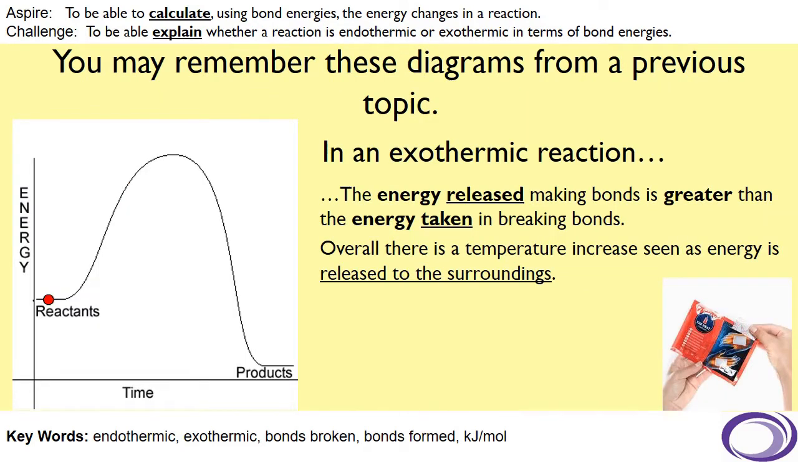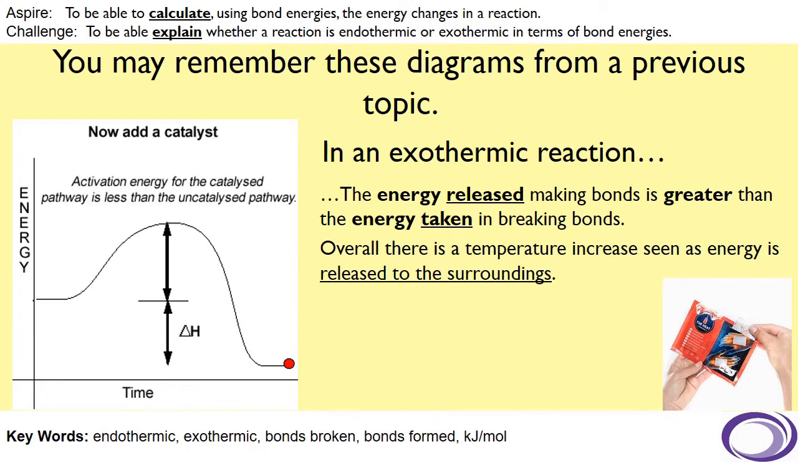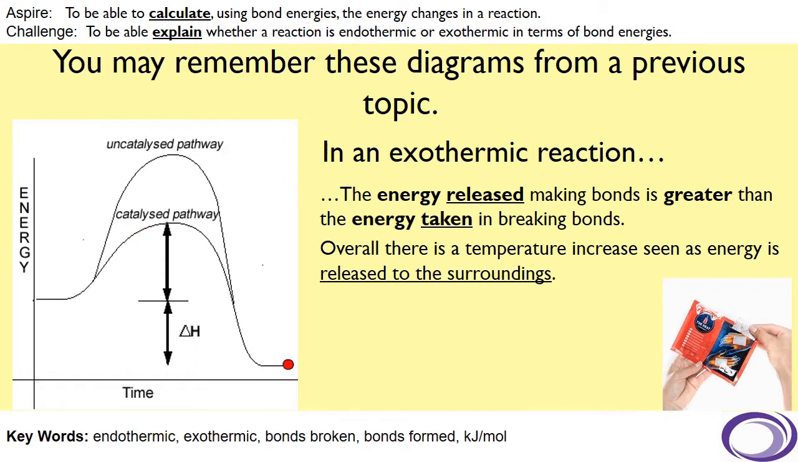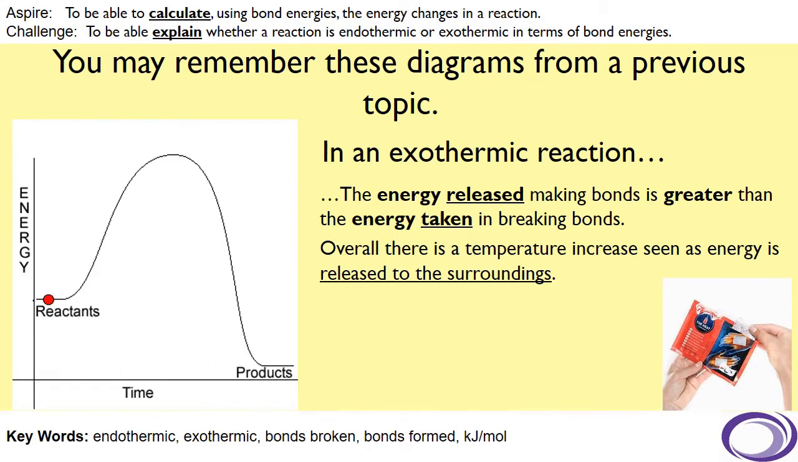Now, you may remember these diagrams from a previous topic. In an exothermic reaction, the energy released making the new bonds is greater than the energy that was taken in breaking the bonds, which means overall there is a temperature increase seen as energy is being released to the surroundings. That is why on our energy profile diagram, the products are at a lower energy level than the reactants, because energy is being lost overall to those surroundings.